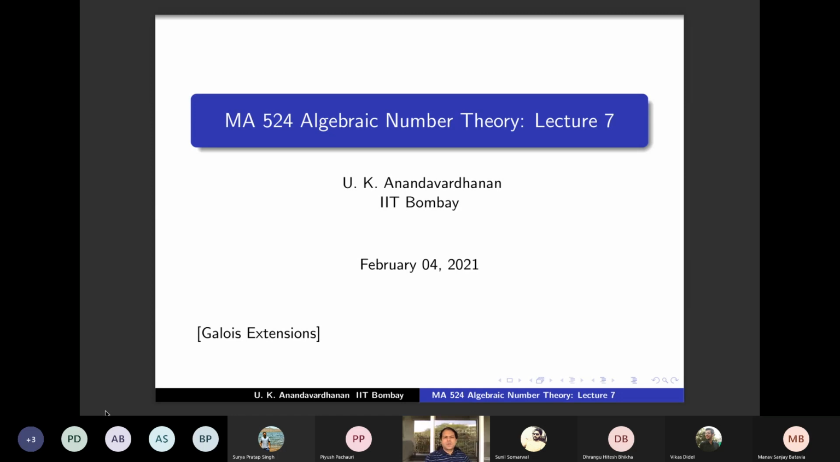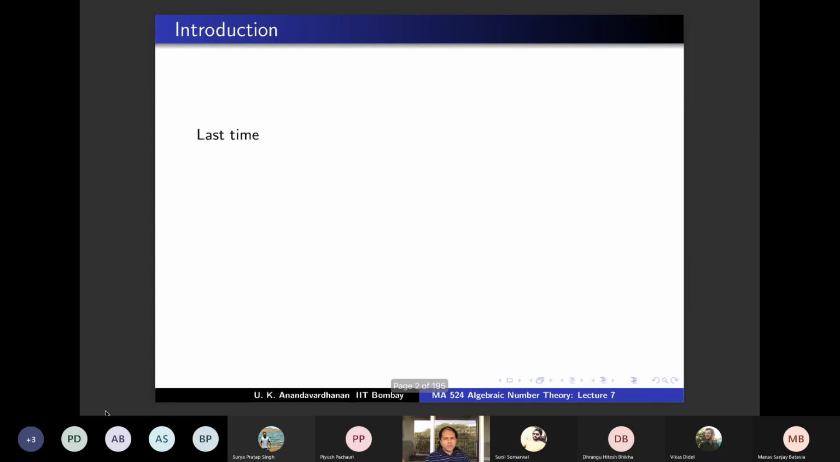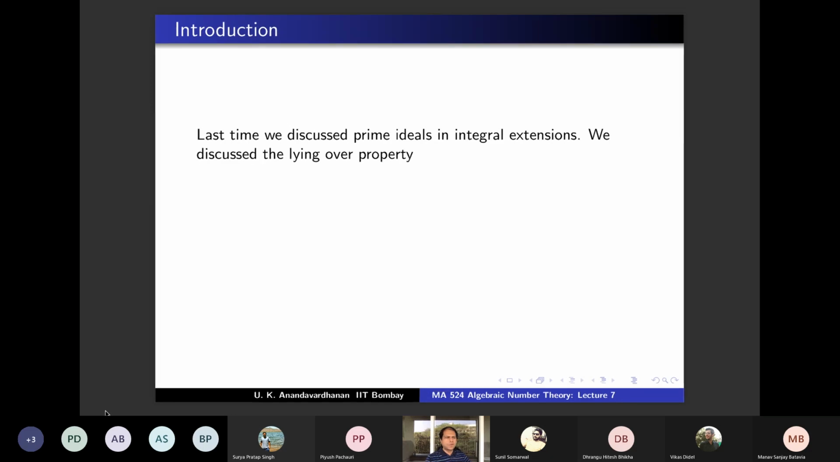So, we will discuss Galois extensions. We will continue to discuss. So, the topic is going to be more and more interesting as we proceed. Okay. So, last time, this is what I was just saying verbally. We discussed prime ideals in integral extensions. We discussed the lying over property. So, what was this property? If you have B over A integral, and if you have a prime small p downstairs, then there is a prime capital P upstairs with the property that capital P intersection A is equal to small p.